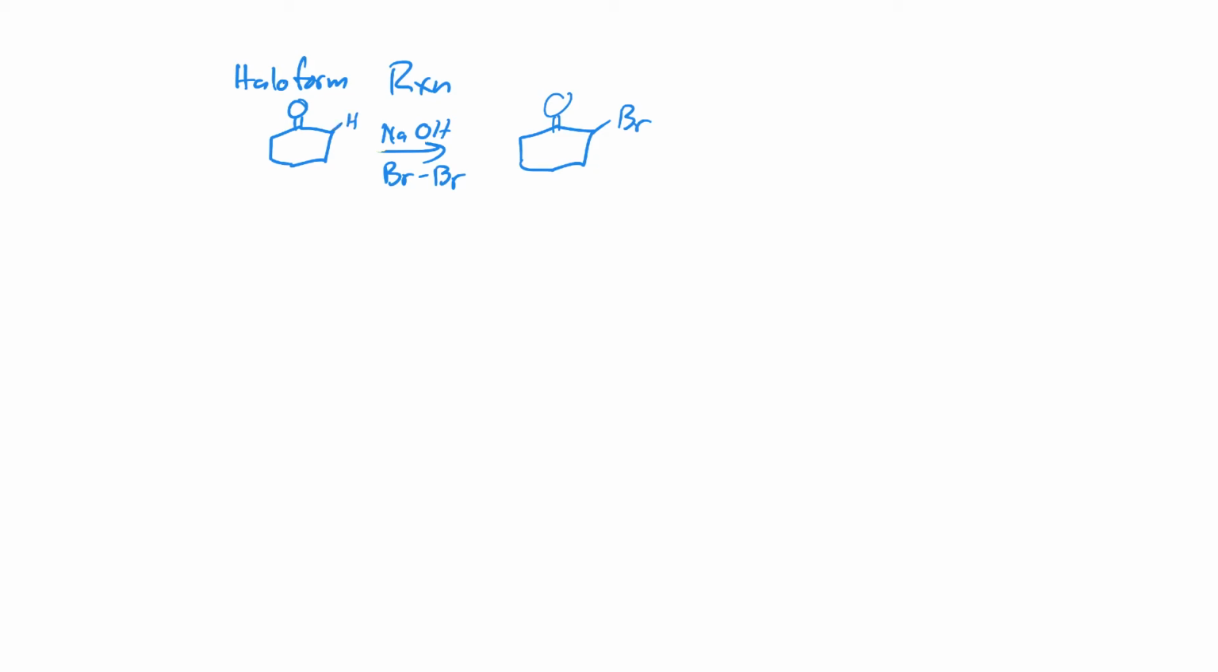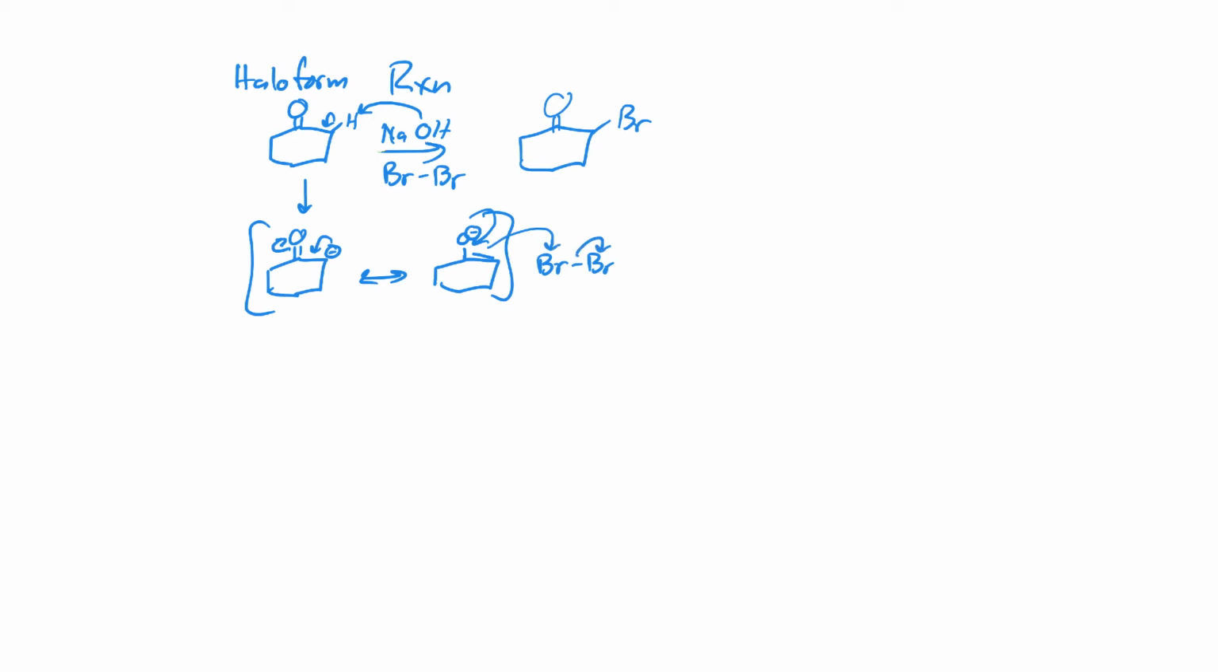So, just like we saw with the enolate formation under base catalyzed conditions, we can remove the alpha hydrogen, making this resonance stabilized enolate. Again, this supports the idea that the alpha hydrogen is more acidic than simply a beta or gamma hydrogen. And this enolate can react with bromine to kick off bromide, and I believe that will directly produce this alpha bromo ketone.